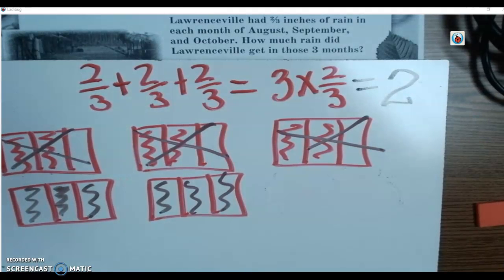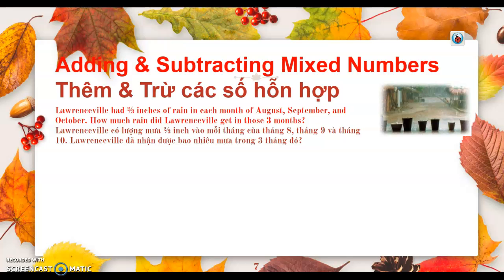Pause the video, write down all of your notes for this. Please draw the models and the equations that I've written. Pause the video. So when we solved this problem, Lawrenceville had 2 inches of rain for the months of August, September, and October.